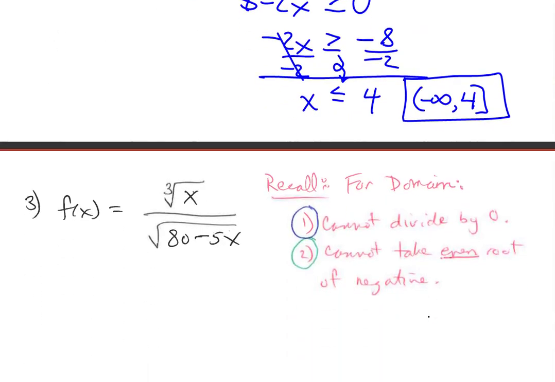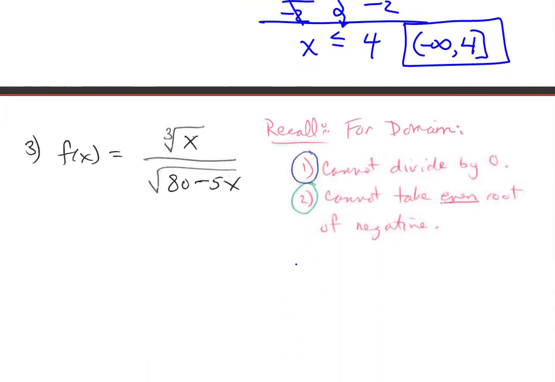Let's try yet another example. This third function reads as follows. F of x equals a large fraction where the numerator is the cube root of x, and the denominator is the square root of 80 minus 5x. So that's all underneath that root there, 80 minus 5x.